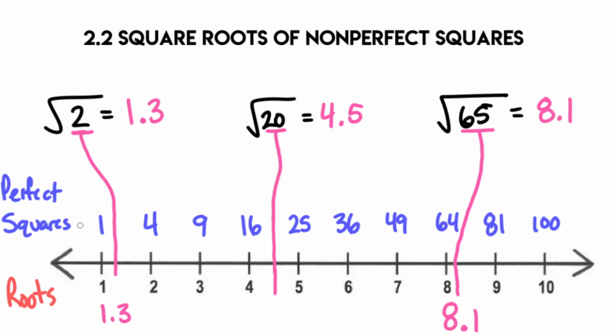Again, use the perfect squares to estimate your imperfect squares. You're not going to be able to know exactly what the square root of 65 is, but you can use the perfect squares to find a good estimate of it. So again, the square root of 2 is roughly 1.3. The square root of 20 is roughly 4.5. And the square root of 65 is roughly 8.1. That is how we find the square roots of non-perfect squares.